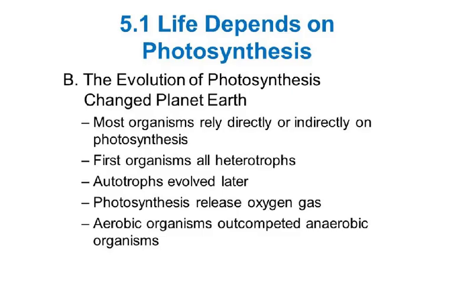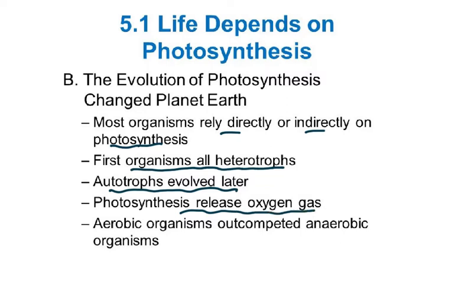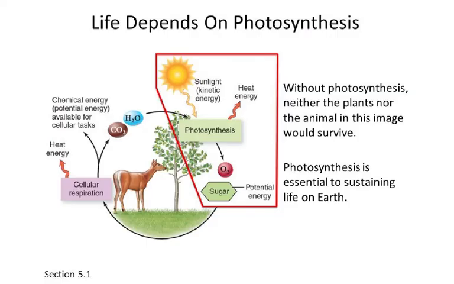Life depends on photosynthesis. The evolution of photosynthesis changed planet Earth. Most organisms rely directly or indirectly on photosynthesis. At first, organisms were all heterotrophs. Autotrophs evolved later. Photosynthesis released oxygen gas. Aerobic organisms outcompeted the anaerobic organisms. Now, how does life depend on photosynthesis?